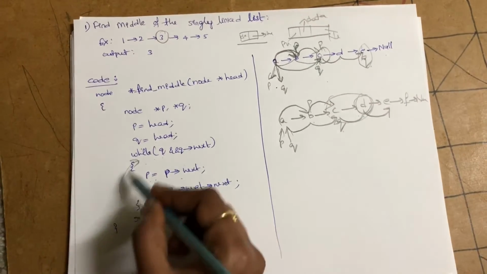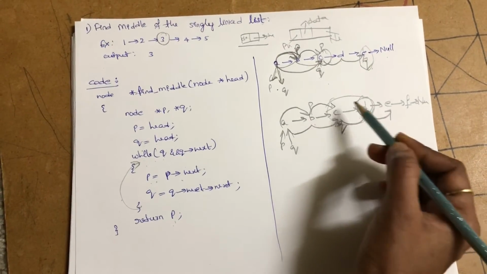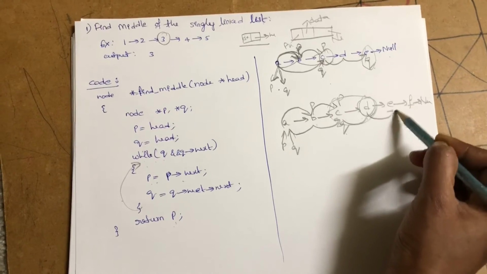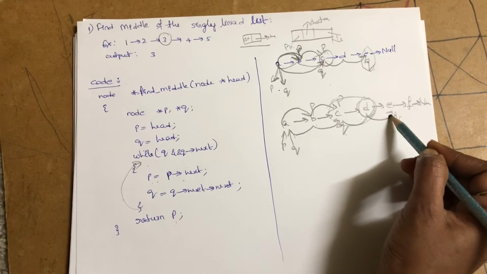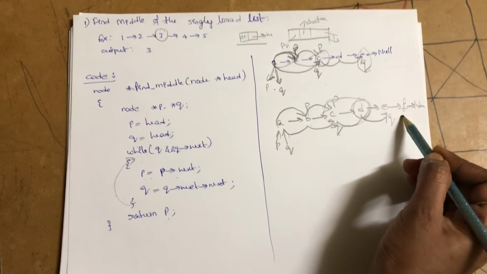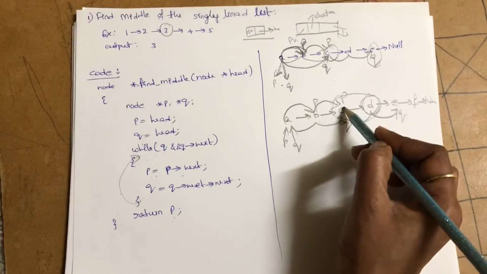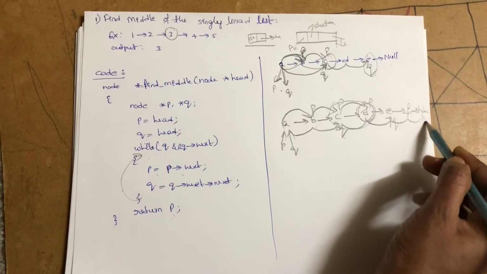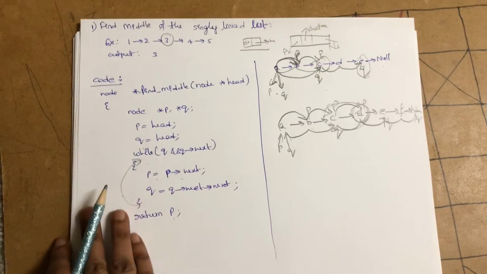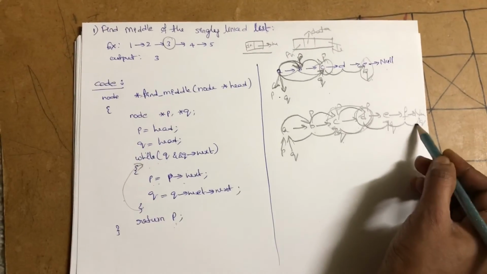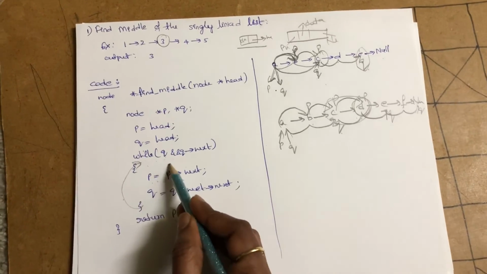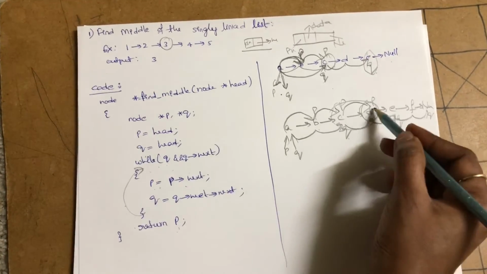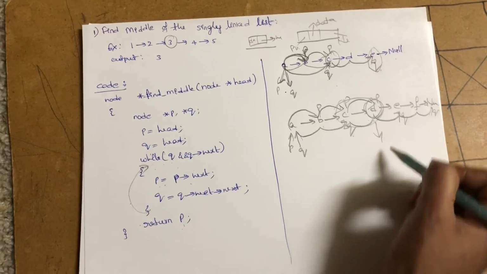Then it will again check the condition. Now P is here and Q is here, and it checks that Q is not equal to null and Q next is also not equal to null. So it will move P here and Q to Q's next, that means null. Then it will check the condition: Q is null, so the condition fails and it comes out of the loop. Now it returns the P value as D.